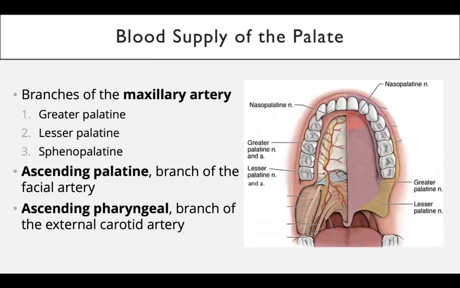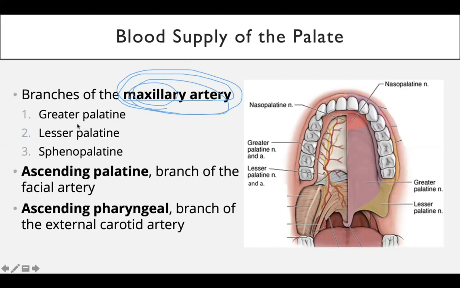Okay, let's start. Blood supply of the palate. Same as before, we had sensory supply by the maxillary nerve, and arterial supply by the maxillary artery. Why maxillary? Because the palate is on the roof and the maxilla is the closest.